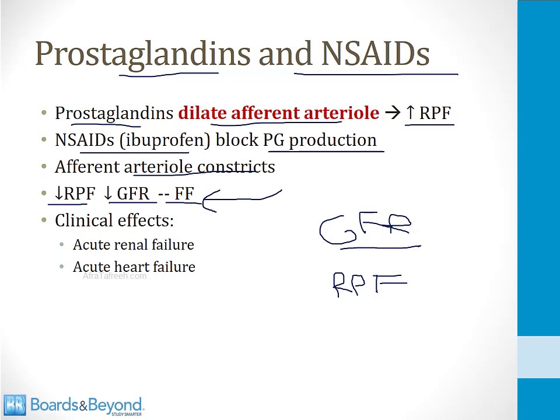Clinically, in patients who are healthy, this has no important consequences. However, in patients with chronic kidney or heart disease, this can lead to acute renal failure or retention of sodium and water and acute heart failure. And for that reason, NSAIDs are avoided in patients with heart failure and renal failure.